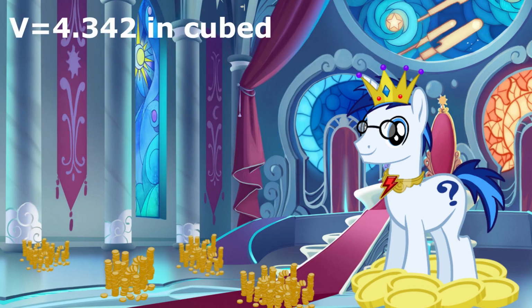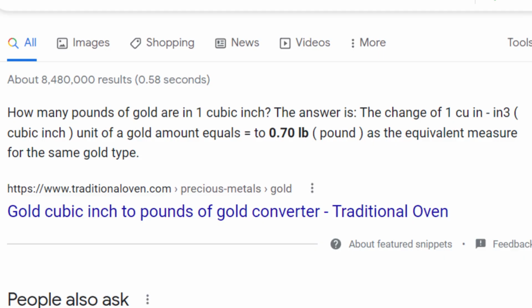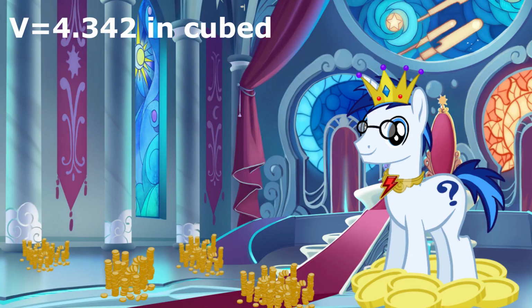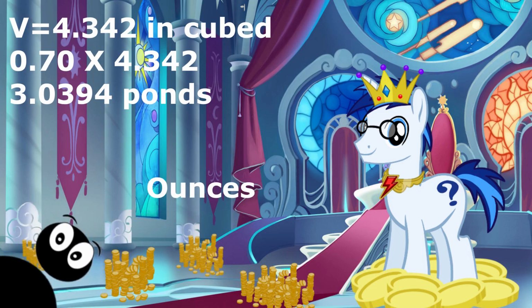Okay, so now that we have a total approximate volume of a bit, we must find the weight of a bit. According to Google, again, 1 cubic inch of gold weighs in at around 0.70 pounds. So just take the 0.70 and multiply it by volume, and we get around 3.0394 pounds. Well, you might be saying, oh, but Cappy, the cost of gold is measured in ounces. Well, that's a simple fix. Just convert pounds to ounces. And hey, what do you know? We get the weight in ounces, which, by the way, is 48.6304 ounces.